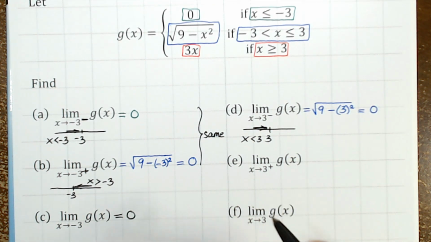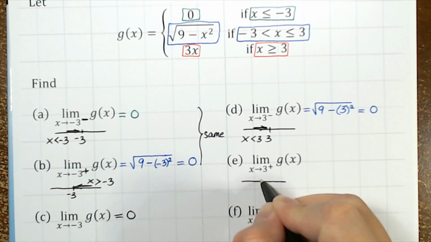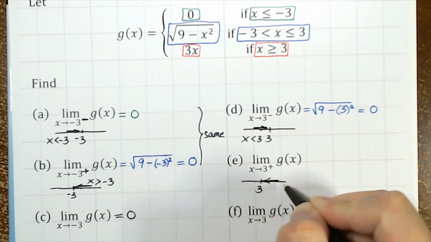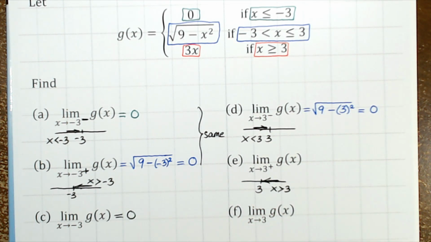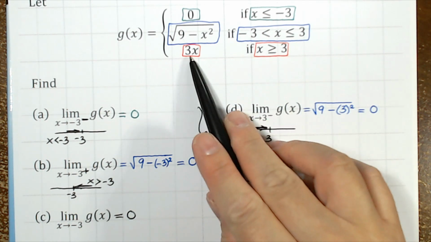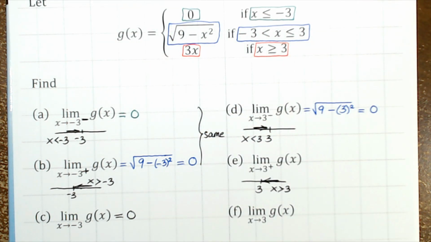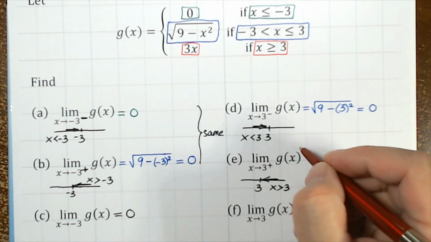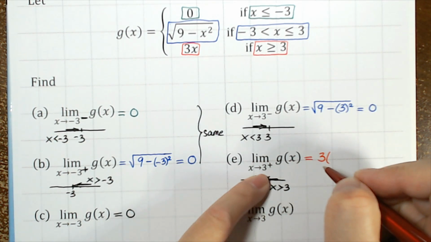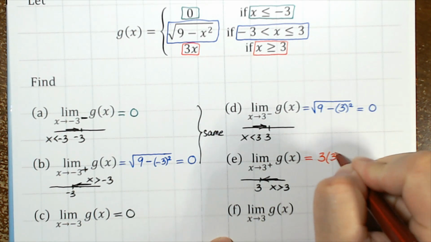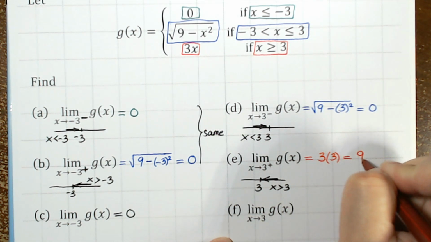When x goes to 3 from the right hand side, it is going to be greater than 3. And for greater than 3, we're going to use that part of the function. So it is going to be 3 times x, where x goes to 3, so we're going to use 3, and that is equal to 9.